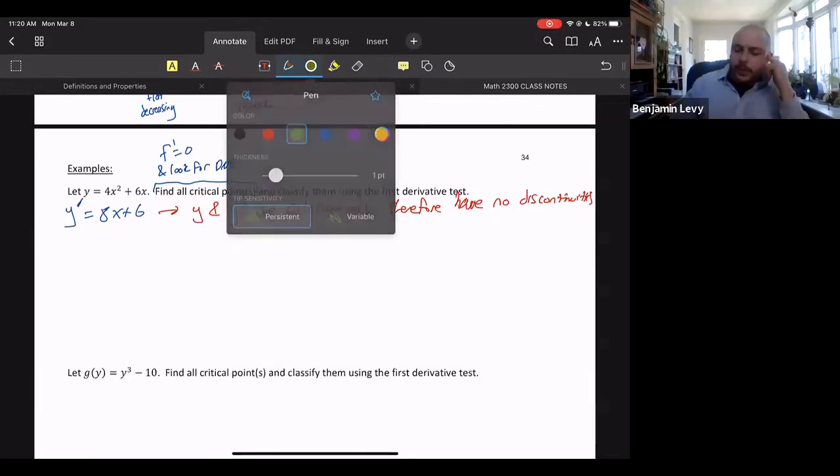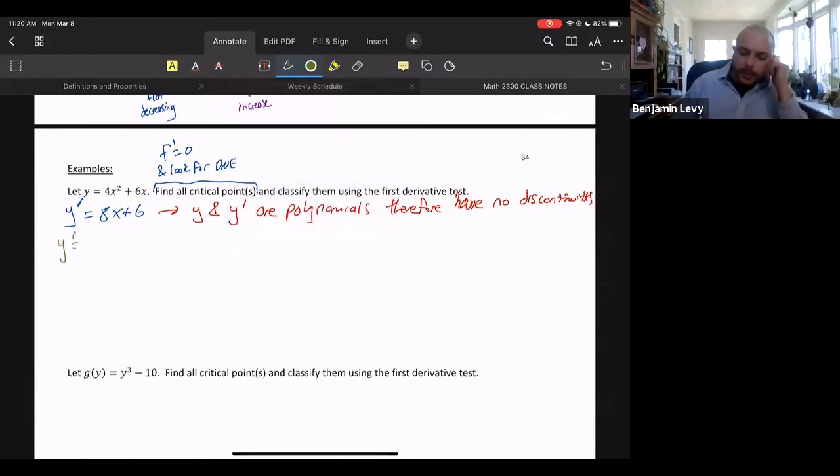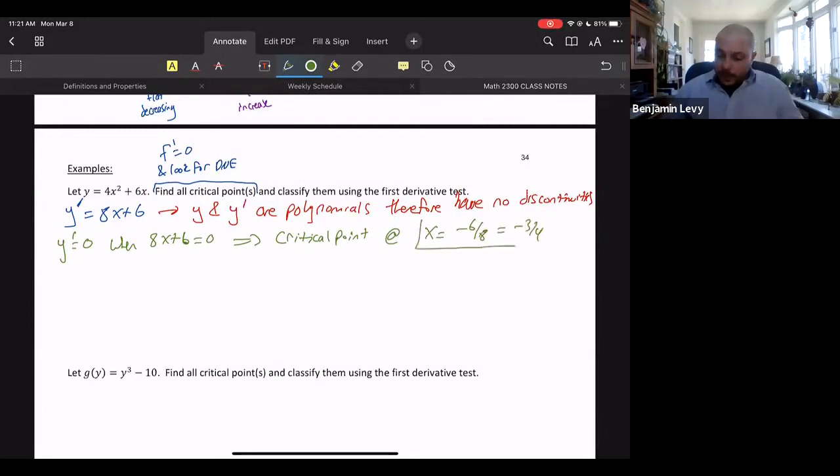Okay, so we find the critical points by setting the derivative equal to 0. So y prime equals 0. It's a nice, easy linear function, so it's easy to solve. Just subtract 6 and divide by 8, and we get critical points. There's only one of them, I guess, so it's a critical point. And it's going to be x equals minus 6/8 or minus 3/4. So we only have one critical point to worry about.